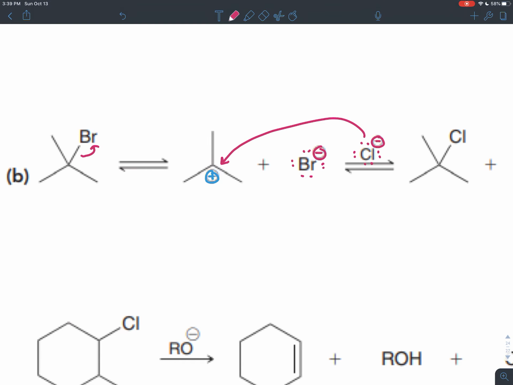Always draw the tail of the curved arrow starting at electrons in the nucleophile, and the head of the curved arrow pointing at the positive charge in the electrophile. Let me draw that a little more clearly. It should be attacking that atom.